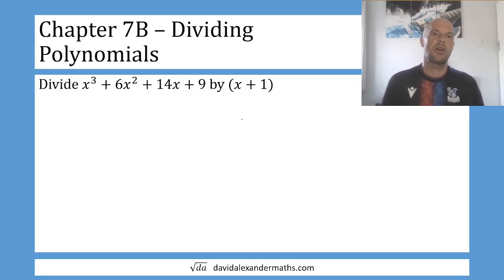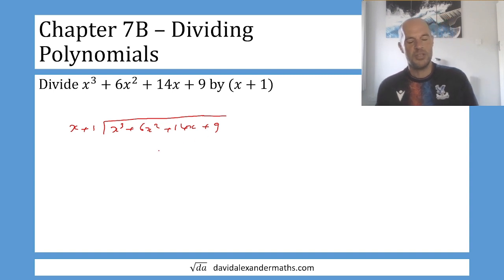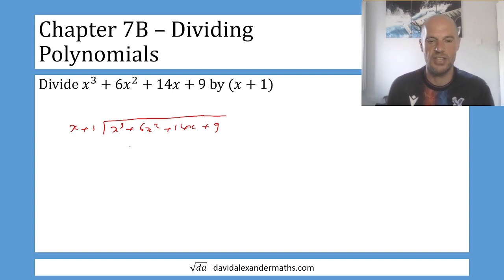Okay, so we're now on to Chapter 7b where we are dividing polynomials. So, bit tricky this. x plus 1 is what we're dividing by, and what we are dividing is x cubed plus 6x squared plus 14x plus 9. Now, it looks a bit complicated, but it just takes a tiny bit of practice and you'll be quickly up to speed on it. So the first thing we need to do is divide x cubed by x. Divide this by that, and that is going to be x squared. x cubed divided by x is x squared.